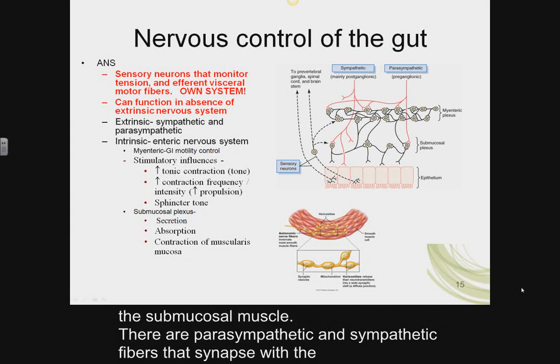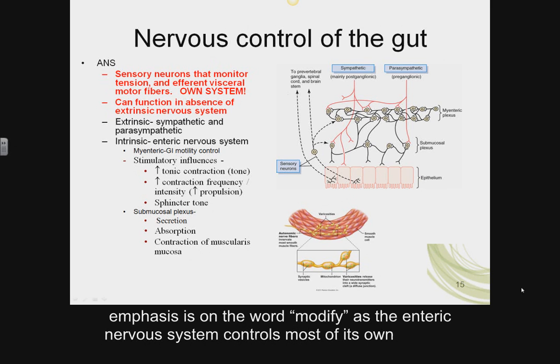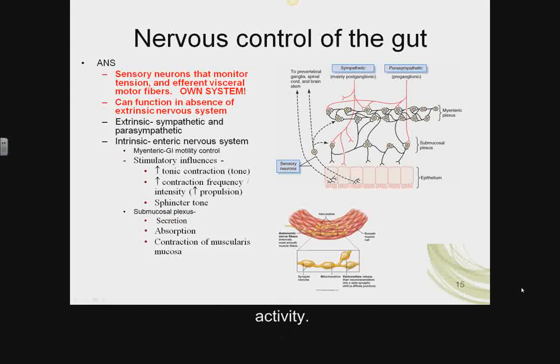There are parasympathetic and sympathetic fibers that synapse with the enteric nervous system, as shown in this picture. These can merely modify the activity of the enteric nerves. Yet again, the emphasis is on the word modify, as the enteric nervous system controls most of its own activity.